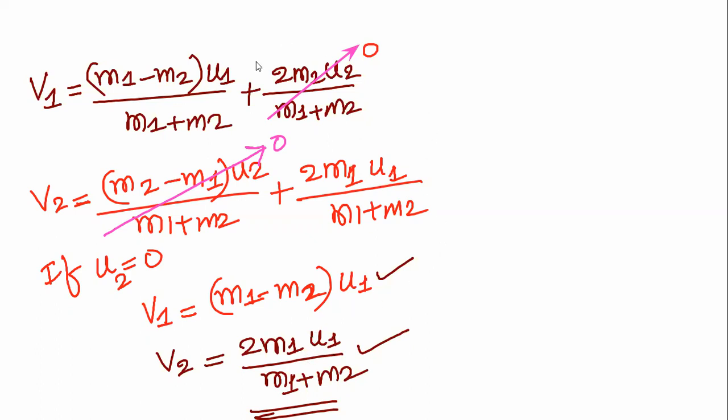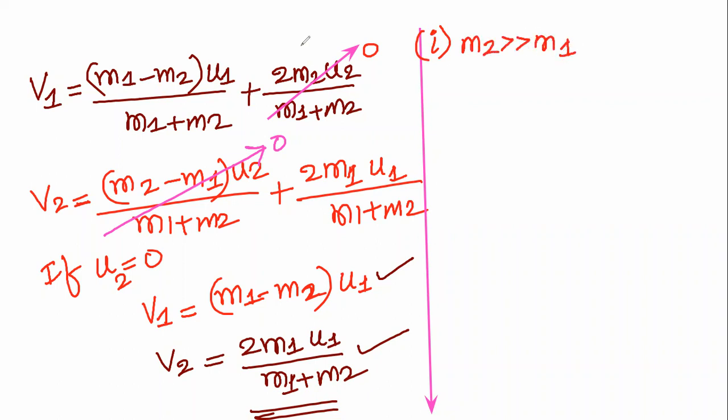In this case, they may ask: if the mass of the second body is much greater than that of the first body, then velocity V1 is equal to minus U1, and the velocity of the second body V2 is equal to 0.